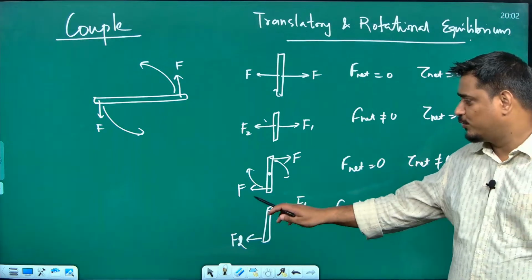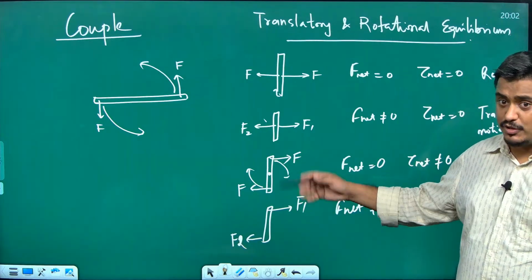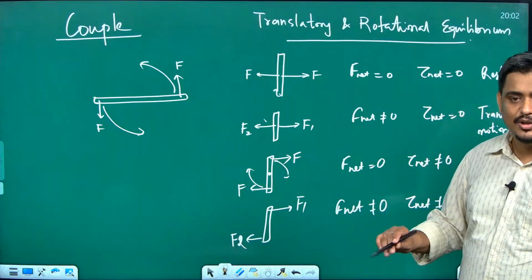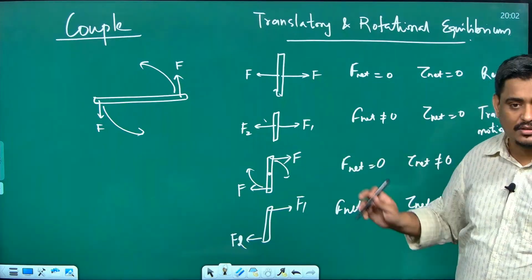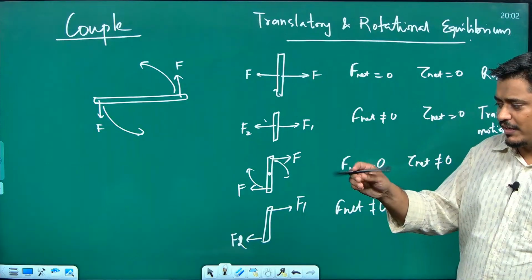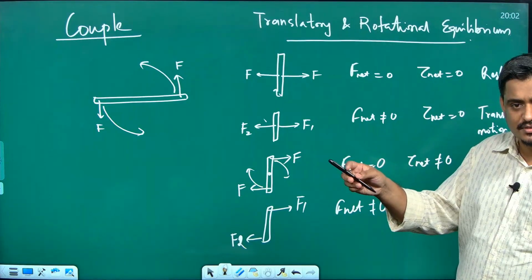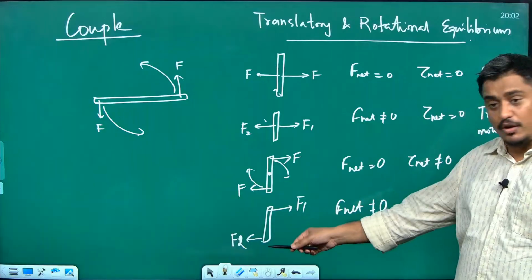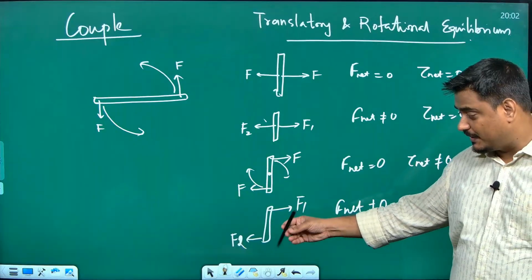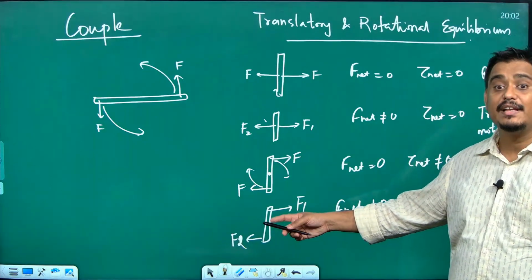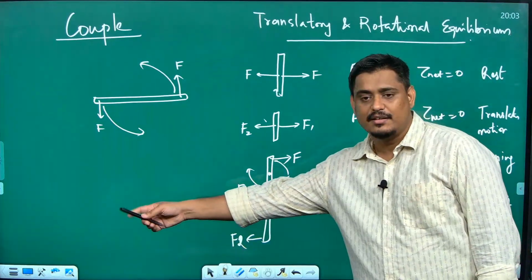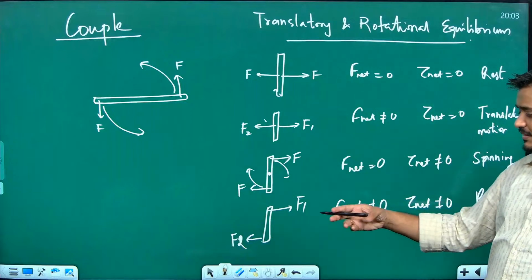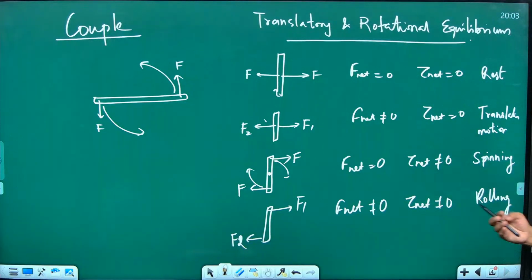Third case is both forces are acting in different lines of action, but both have the same value. So the net force will be 0, but force and distance will create a torque. So the body will start rotating like this, but it will not move from its point. But in this case, F1, F2 are also different. So the body will spin and it will move in the direction of greater force. If F2 is more, it will go like this. If F1 is more, it will come like this. Understanding?